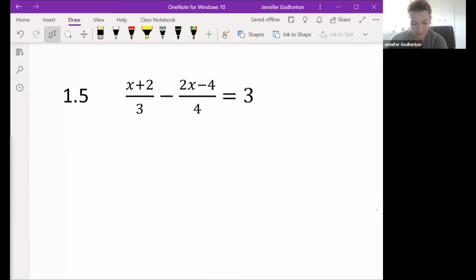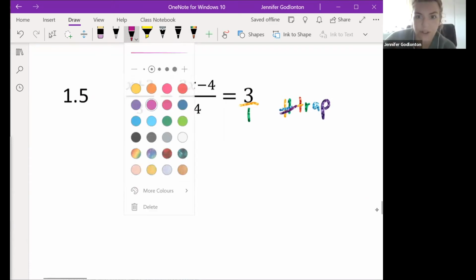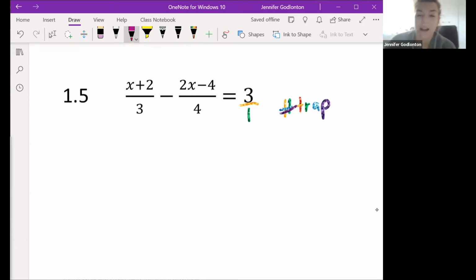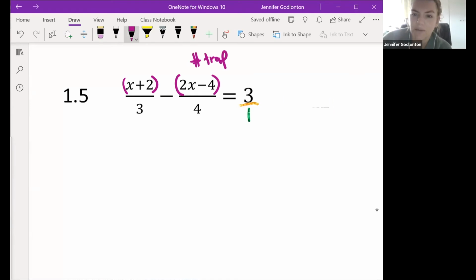Okay, let's see. So LCD, first trap of the evening is if you forget to put that over 1. That's trap number 1. Hashtag trap. If we don't put that over 1, we often forget to include our LCD, so it's important to do. Second trap is by not putting these in brackets. If we don't put these in brackets, we're going to make a mistake when we multiply that negative by the negative, and our sign is going to be wrong. That's trap 2.